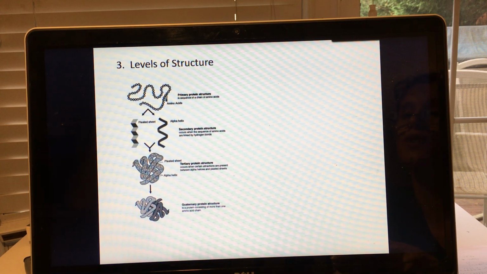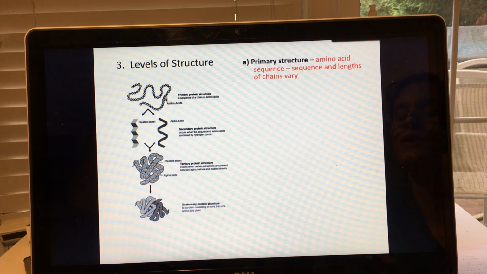So the first level of structure is referred to as the primary structure, and that is the amino acid sequence. Now, the primary structure can vary based on the sequence of the 20 different amino acids that exist in nature and the length of the polypeptide chain. The smallest protein that's a human protein, I believe, is insulin, and if I recall, it is 52 amino acids long. That's actually relatively short.